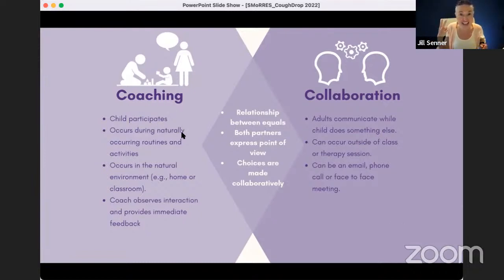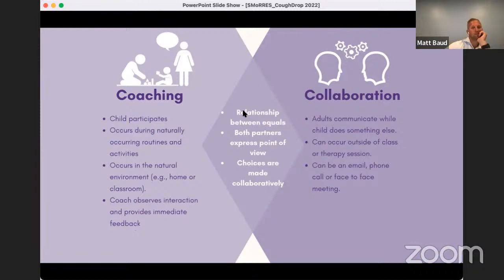It occurs during naturally occurring routines and activities. It occurs in the natural environment. So that can be the home. In our case, in our presentation today, we're talking about getting in that classroom. And the coach observes the interaction and provides immediate feedback.